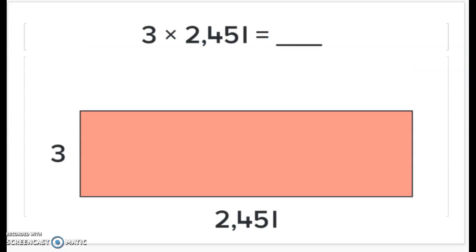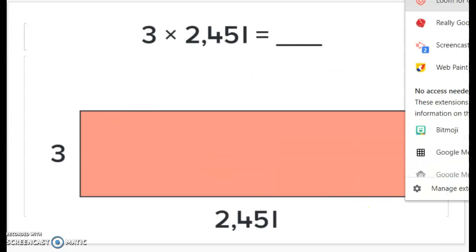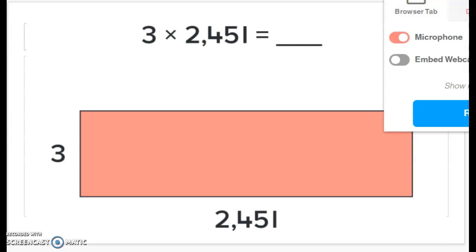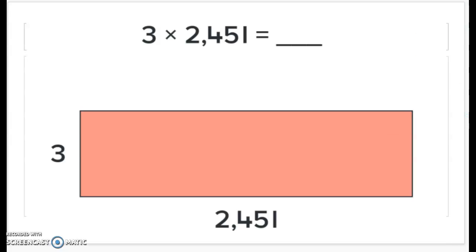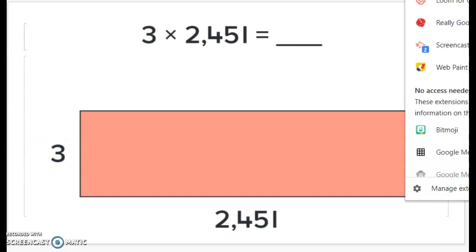Okay, so let's look at this example. We have 3 times 2,451, right? So that means that there would be 3 groups there, and then 2,451 groups over here. So a lot of little teeny tiny squares. On this one, we're going to have to break it down into 4 sections because we have 1, 2, 3, 4 place values. The 3, we don't need to break down. It should be good to go.